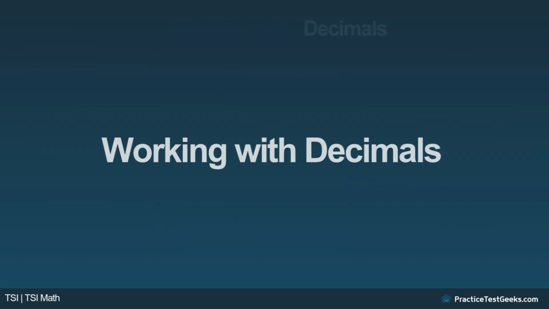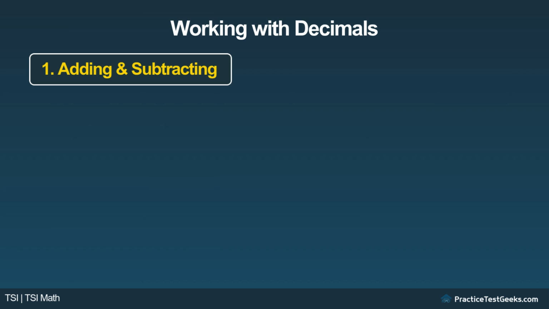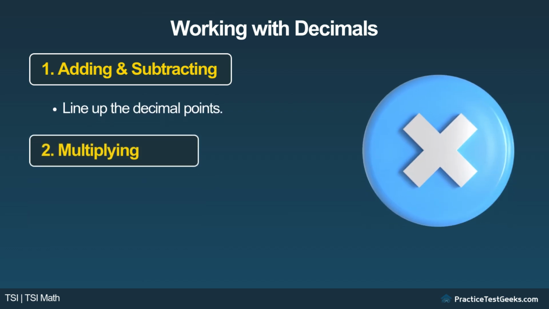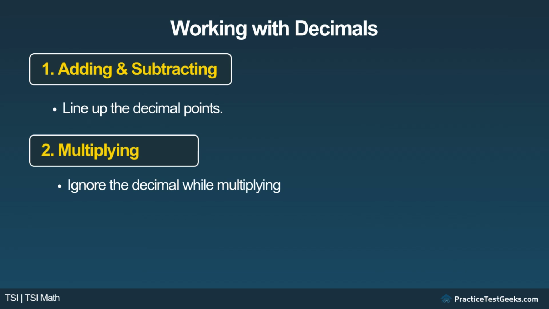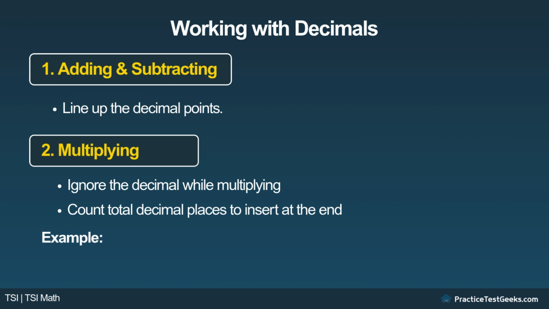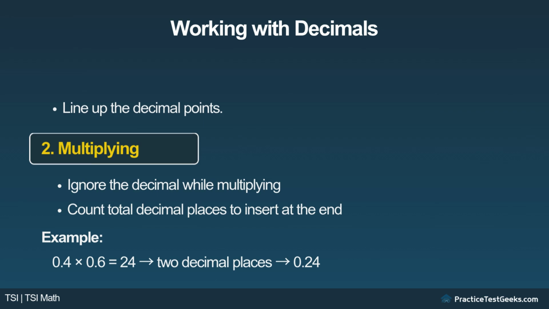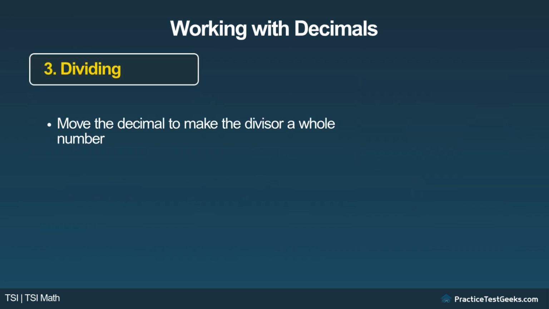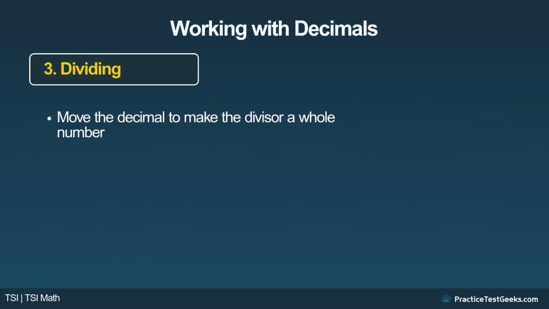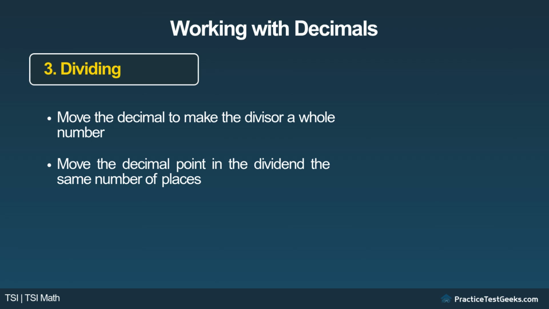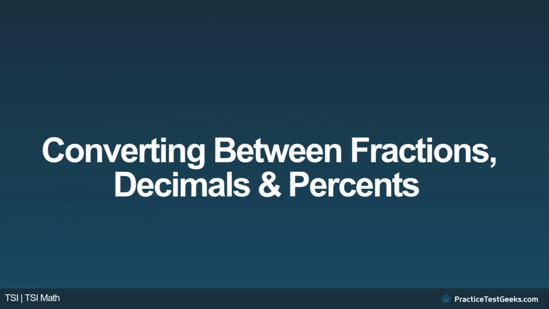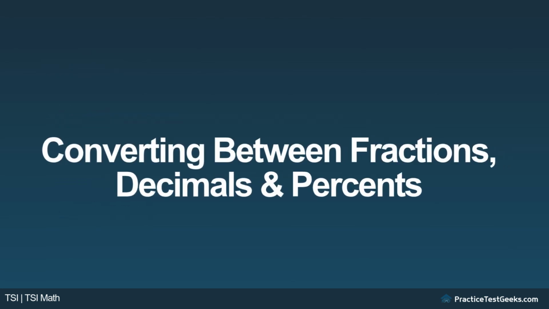Working with decimals. 1. Adding and subtracting. Line up the decimal points. 2. Multiplying. Ignore the decimal while multiplying. Count total decimal places to insert at the end. Example, 0.4 times 0.6 equals 24, 2 decimal places, 0.24. 3. Dividing. Move the decimal to make the divisor a whole number. Move the decimal point in the dividend the same number of places. Divide as usual.